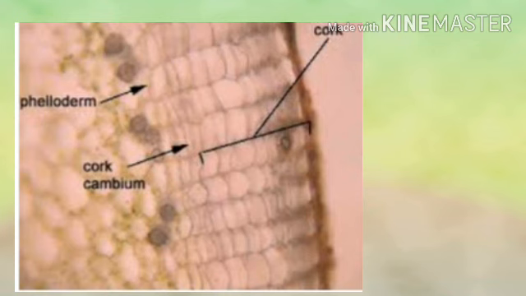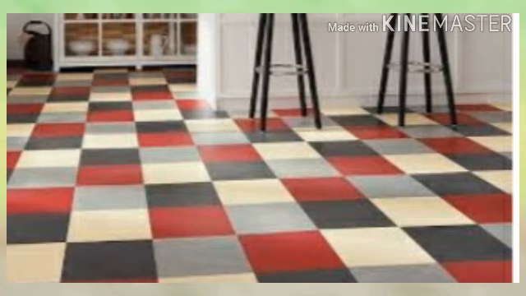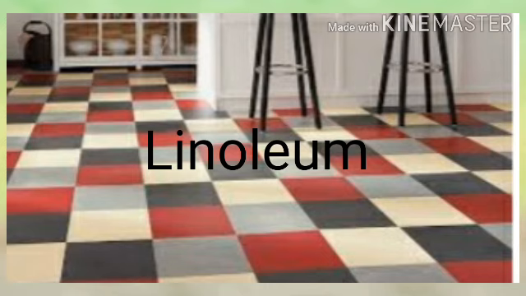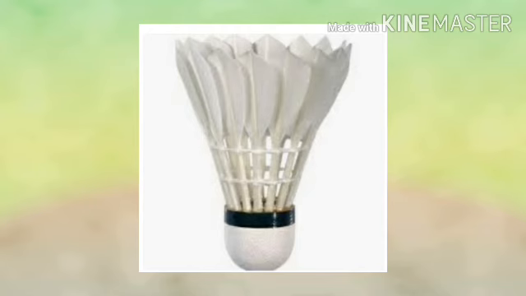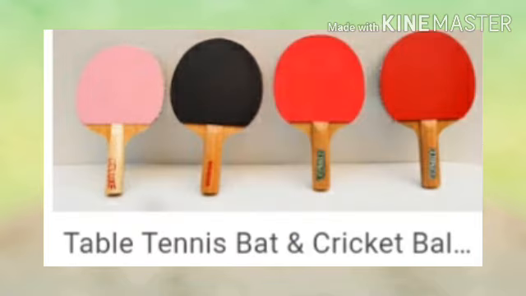The cork cells avoid drying, that is, water loss from the body of the plant, disease, and mechanical injury. Properties of cork: cork is light in weight and cannot easily catch fire. Because of these properties, cork is used as insulators, shock absorbers, linoleum, used as floors, and sports goods in making of shuttlecocks, cricket balls, table tennis wooden paddles, etc.